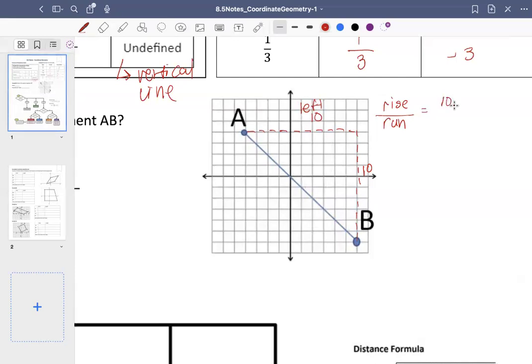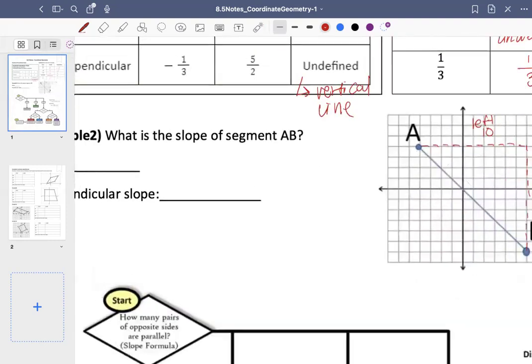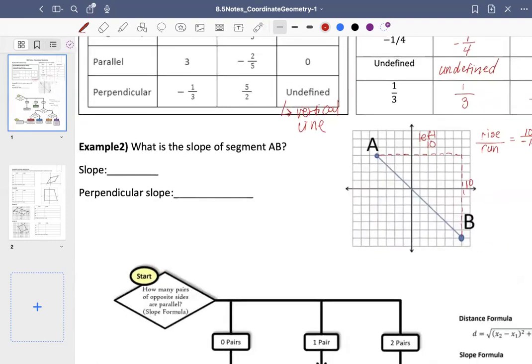So I rose 10, and I ran left 10. Always as a good reminder, when we run left with slope, that's going to be negative. So we have a negative 10. If it had been to the right, that's where we get a positive 10 on our run, right? At this point, this can simplify further. We're always going to want to simplify our slopes to the simplest it can be. This will actually simplify down to -1.